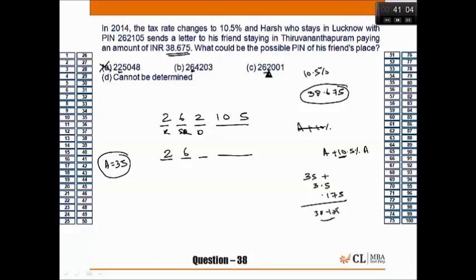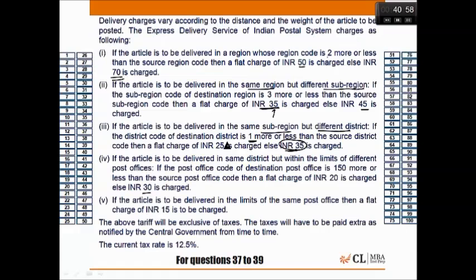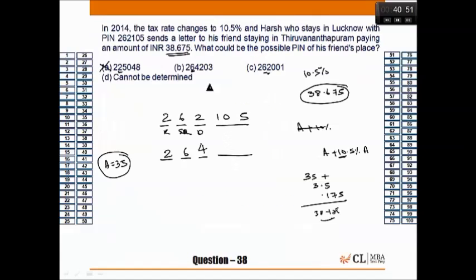This is 2, 4. Oh, this will be okay. Great. And is there any other case charge? If article delivered within the limit of the same post office, then flat. Okay, that's okay. Yeah, so it'll be this 264, option B.